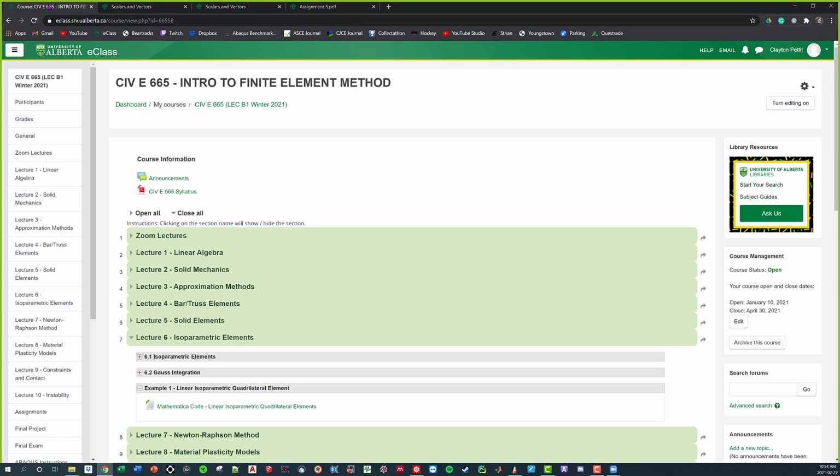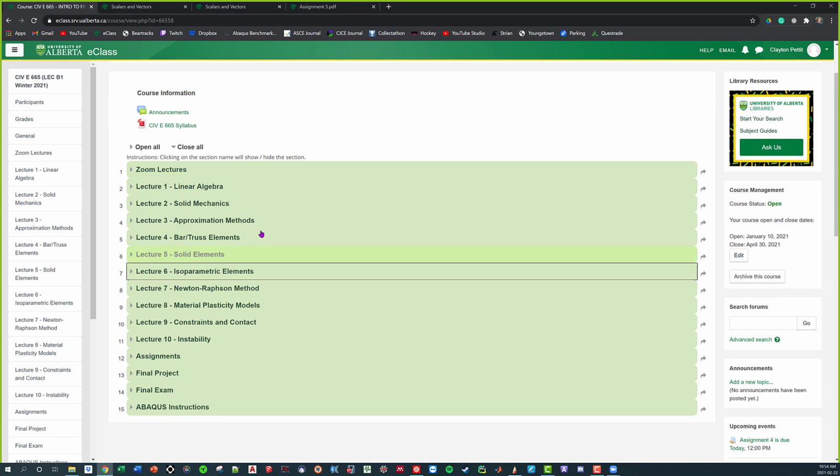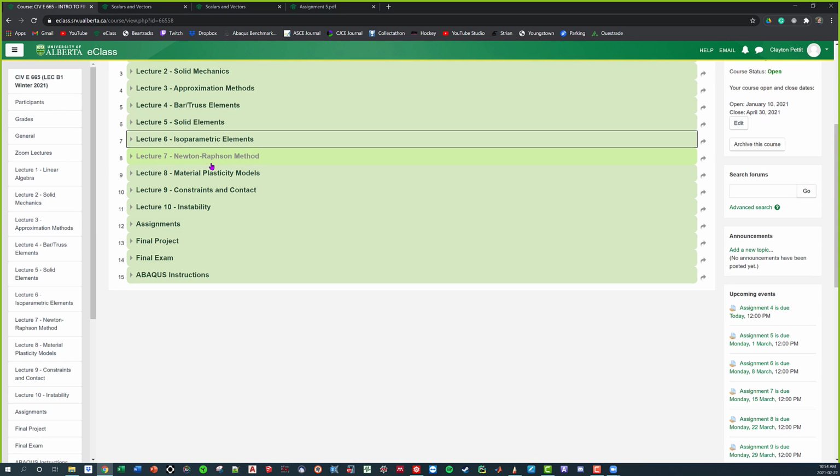So from now, we can actually get into the fun stuff. So if we were to go back to eClass, we are now done with our element types. We're going to start talking about the Newton-Raphson method, which basically starts to look at how we can solve this system when there's nonlinearities. Nonlinearities turn everything into a big mess, as you guys are going to see. So we're going to learn how to solve the system using the Newton-Raphson method, and we're going to talk about different types of nonlinearities such as material plasticity, contacts, instability, stuff like that.